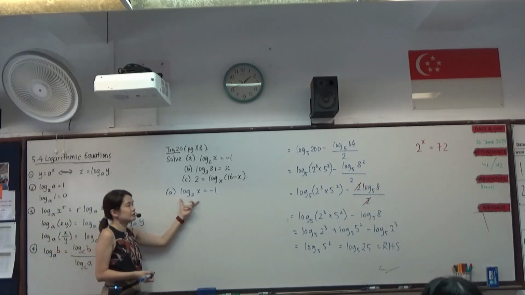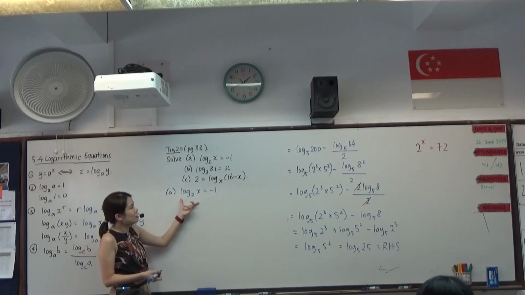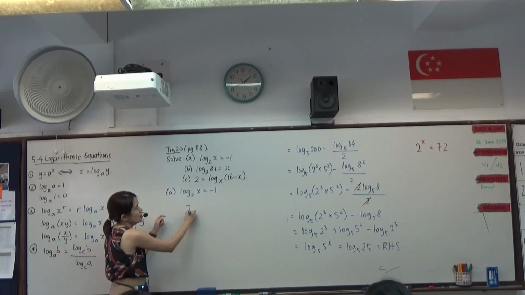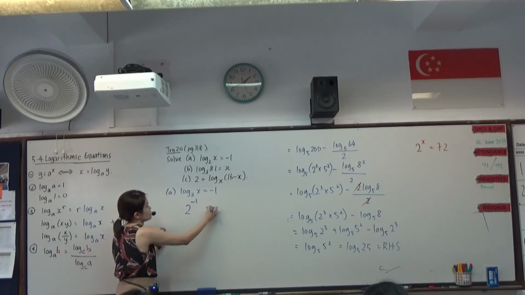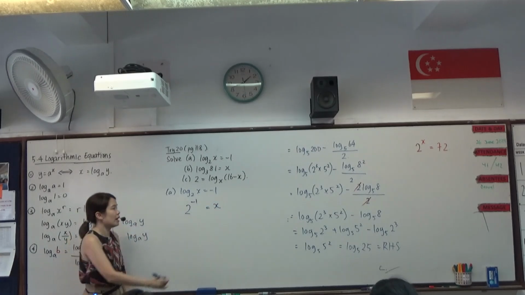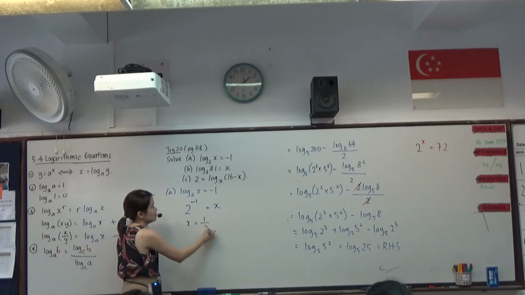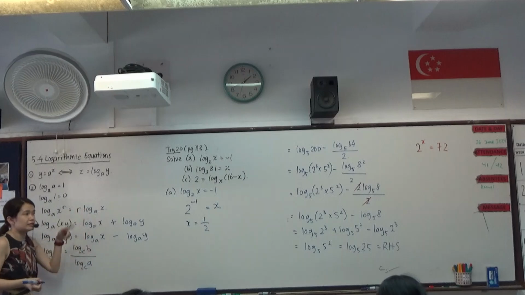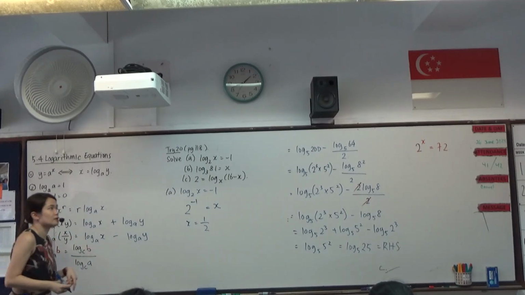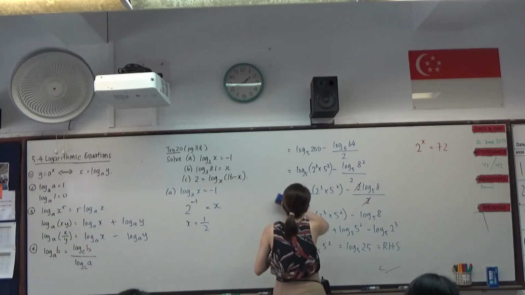So going into index form, it will mean that base 2 to the power of negative 1 equals x. Therefore, your x is just half, because 2 to the power of negative 1 is 1 over 2. Your indices terms.